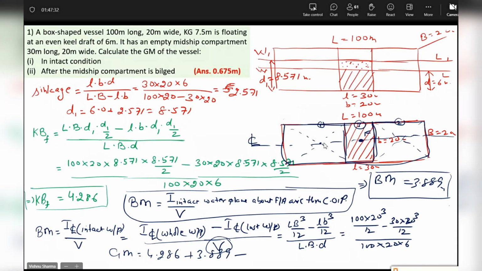7.5, sir, same, it will not change. 7.5, and this will give you the answer. If you have not made any mistake, it should give you 0.675 meters. Yes, sir, correct answer. Same. Okay.